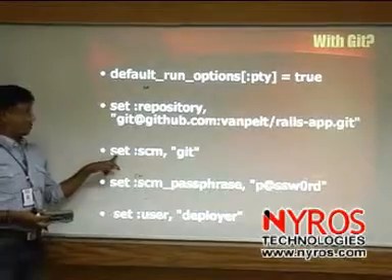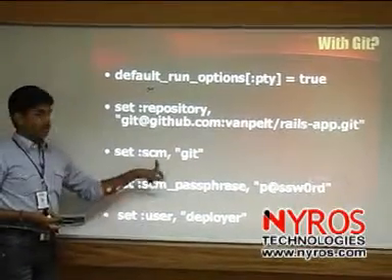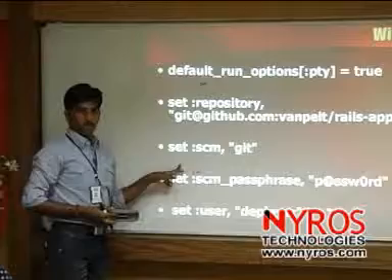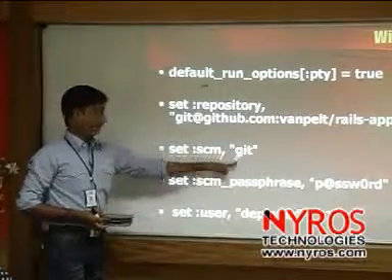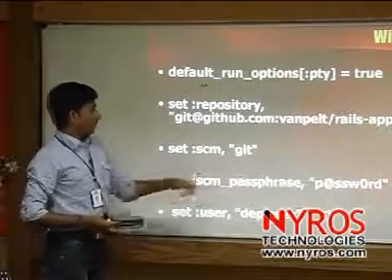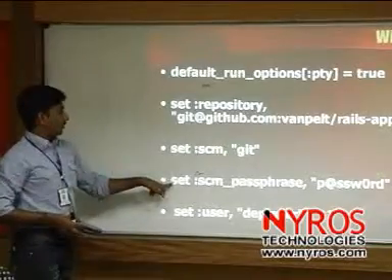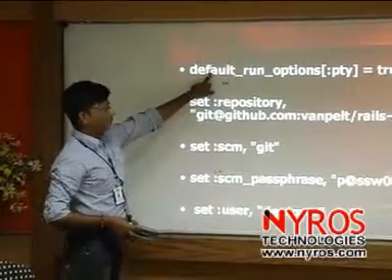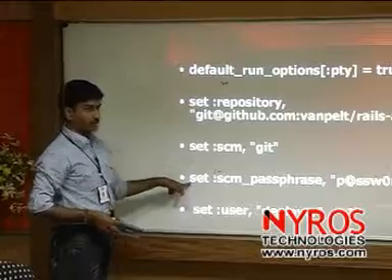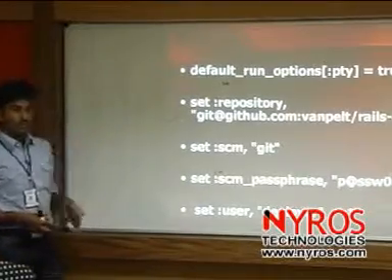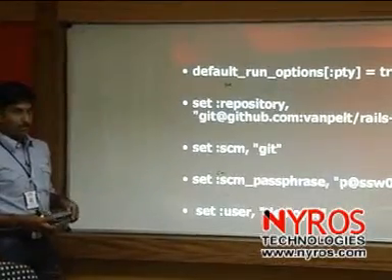Here we have another option called set SCM, source code management. Git and SVN are source code management tools. That's why we need to specify the source code management. And as a password, this is the password. If it is set to password false, it will ask for this password. And set user name.